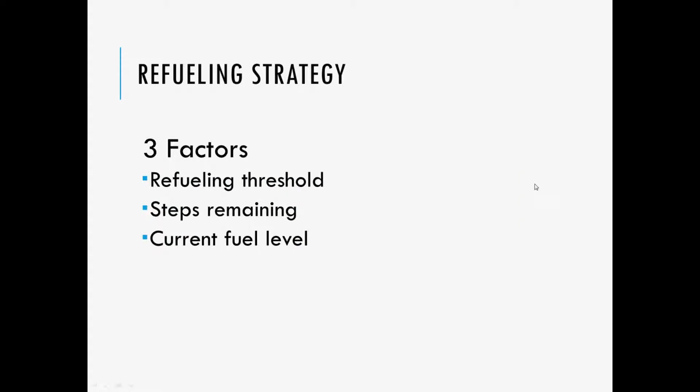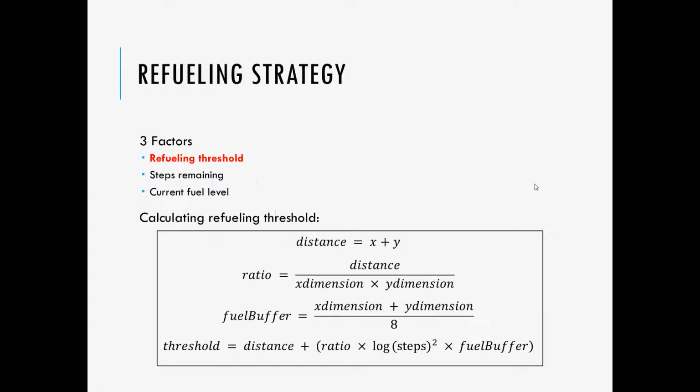As I've explained in the earlier slide, in the first layer, the agent will ensure its survivability by making sure it has sufficient fuel. It does this by checking these 3 factors. Now, let me explain how to calculate the threshold value. First, we calculate the distance between the agent and the refueling station. Then we measure the ratio of this distance to the area of the tile world. Next, we calculate the value of the fuel buffer by adding the length and width of the tile world and dividing the total by 8. After some experimenting, we found that 8 is the best value to use here.